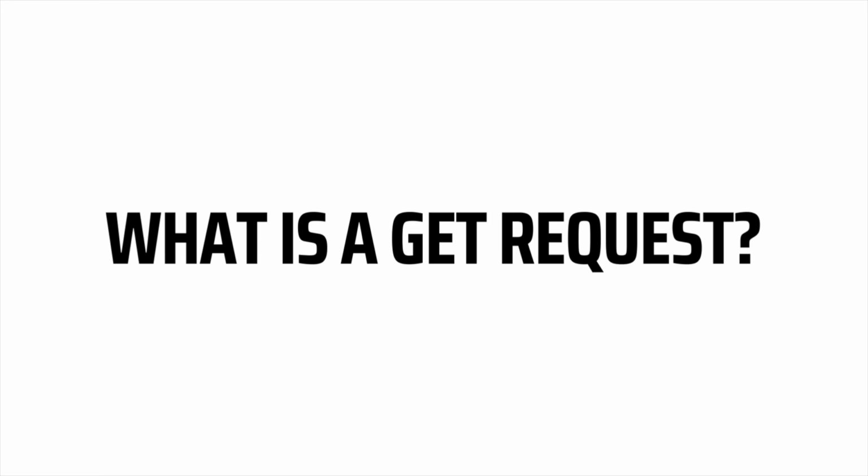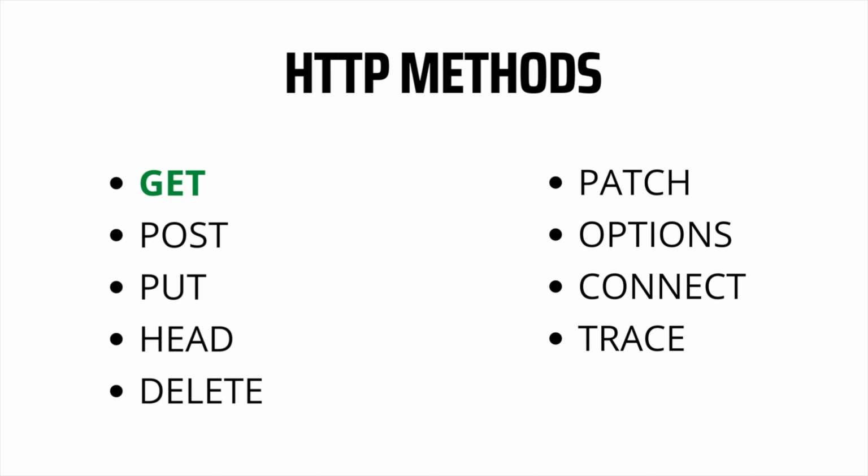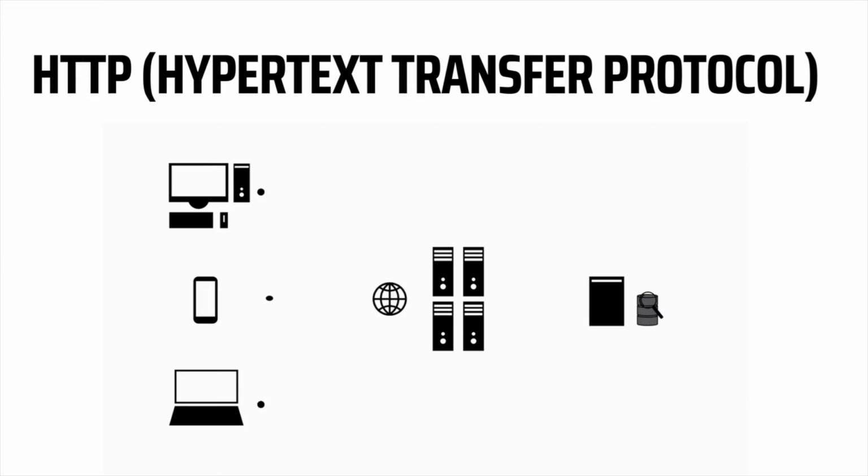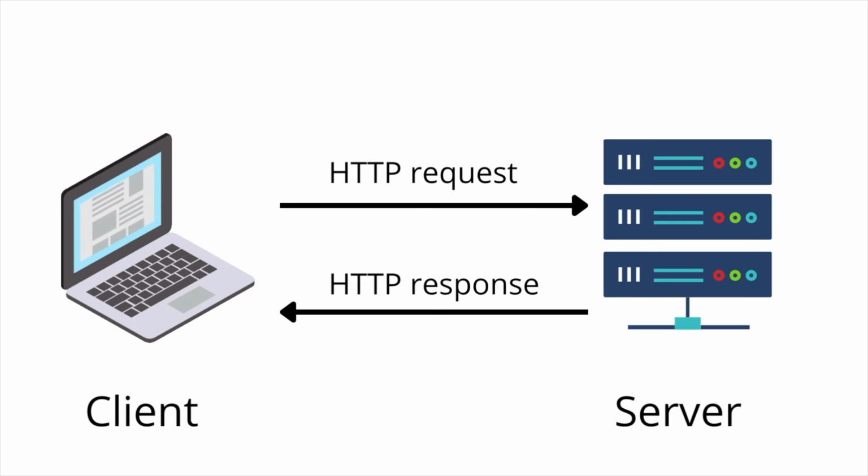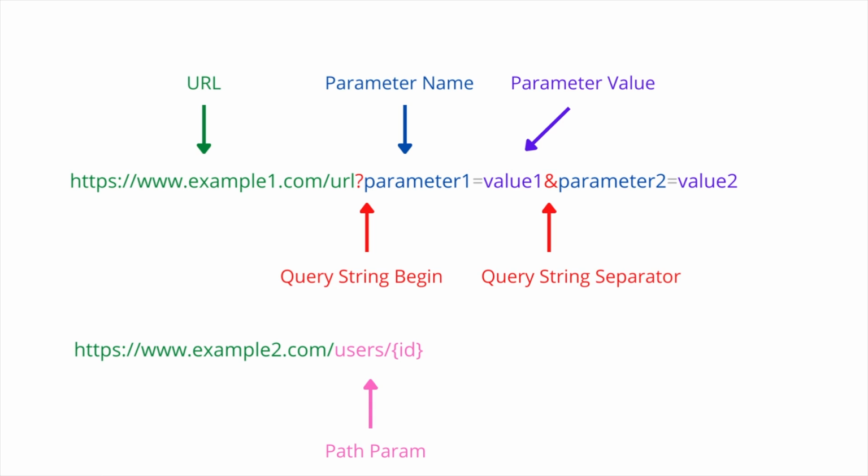Okay, so what is a GET request? A GET request is one of the HTTP methods, and HTTP itself stands for the Hypertext Transfer Protocol. It was designed to enable the communications between clients and servers. HTTP works as a request response protocol, and in case with a GET request, it is used to request data from a specified resource. Very often, the GET request endpoint would accept the query strings or path params, which can be used to request something particular from the API.